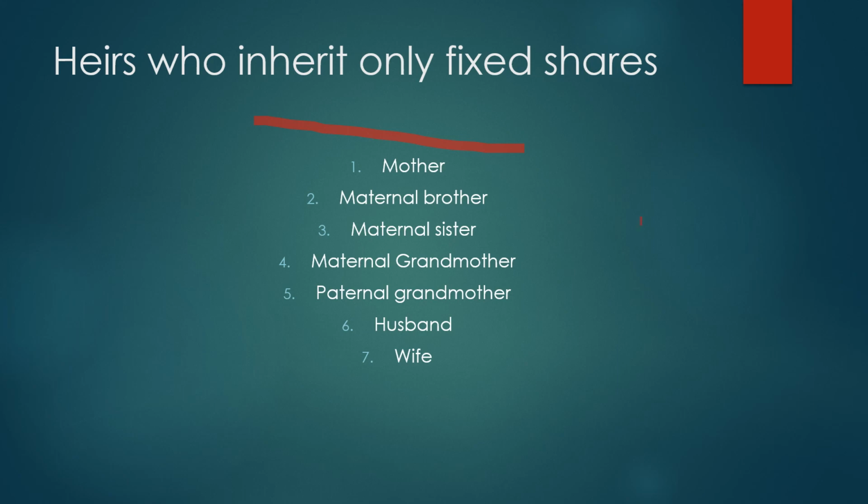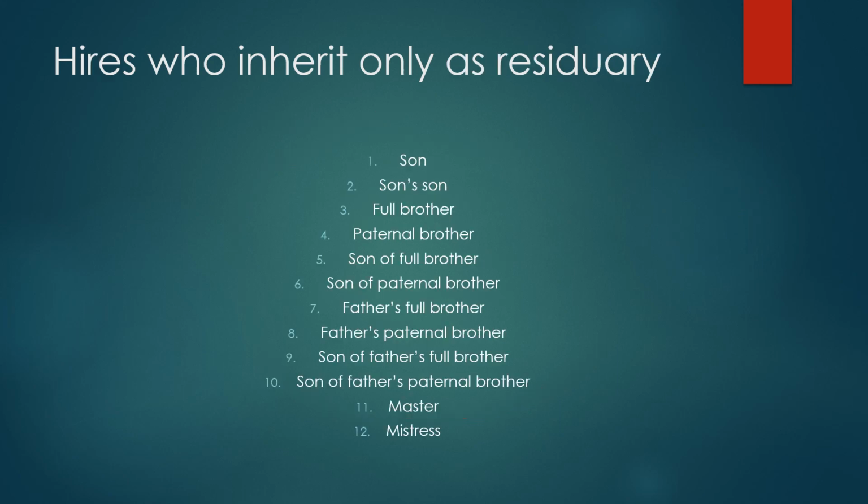Out of 25, we already said there are total 25 heirs. Heirs who inherit only fixed share are mother, maternal brother, maternal sister, maternal grandmother, paternal grandmother, husband and wife. They will always be only the heirs of fixed share.